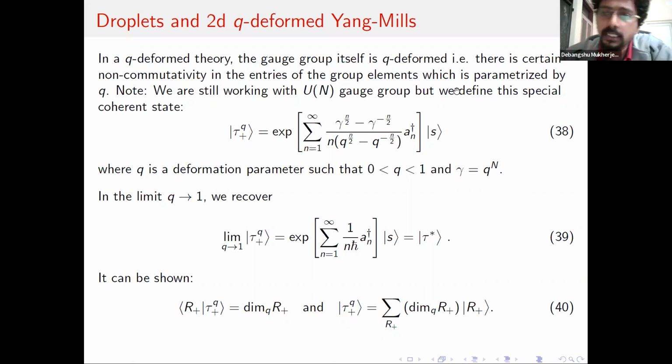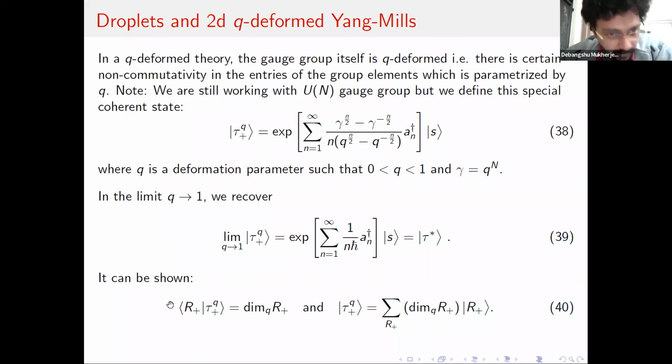So in order to understand the transition amplitudes, etc., of theories like this, we do something slightly different. We keep working with the U(N) gauge group, but we define a very special class of coherent state. This is how I define it in equation 38. This q is the deformation parameter, such that q is bounded between 0 and 1, and this gamma that you see is q to the power capital N, N being the rank of the gauge group. So in the limit of q going to 1, we indeed get back our tau star state.